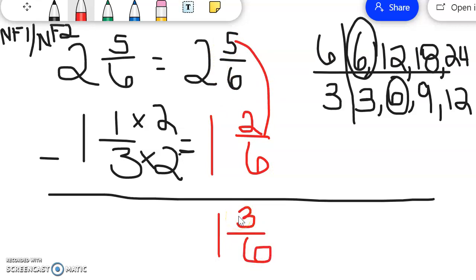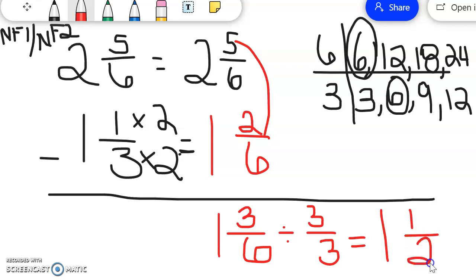But I need to reduce this. And I already can look at this and tell what number they have in common. That number is going to be 3. And the reason why I know it's 3 is because 1 times 3 is 3 and 2 times 3 is 6. So 3 is the greatest number that 3 and 6 have in common. So I'm going to divide by 3 on the top and the bottom. My whole number 1 stays the same. 3 divided by 3 is 1, and 6 divided by 3 is 2.